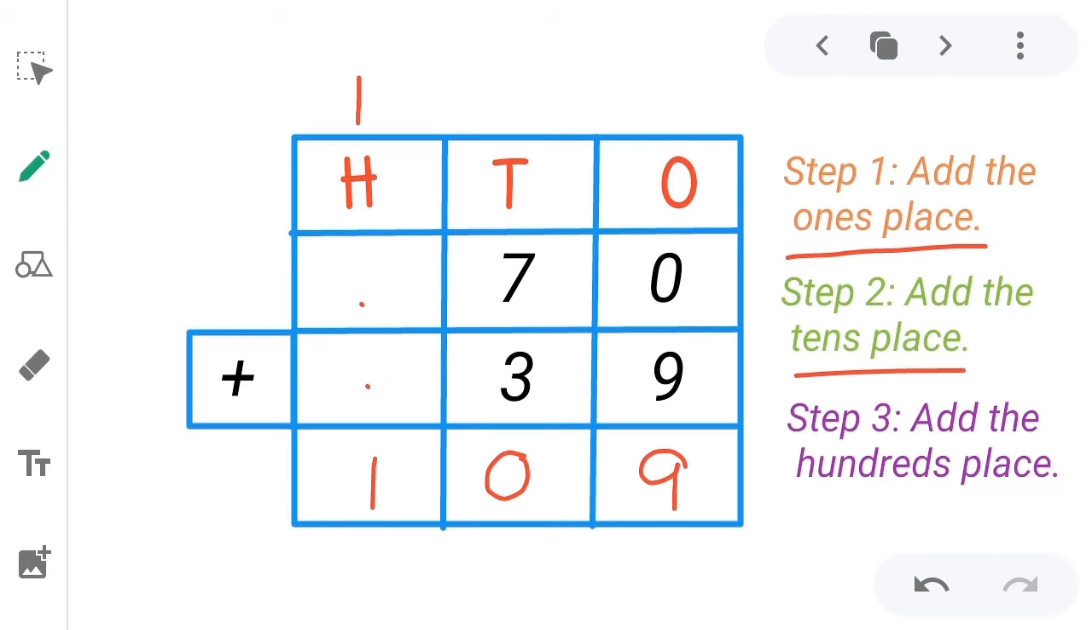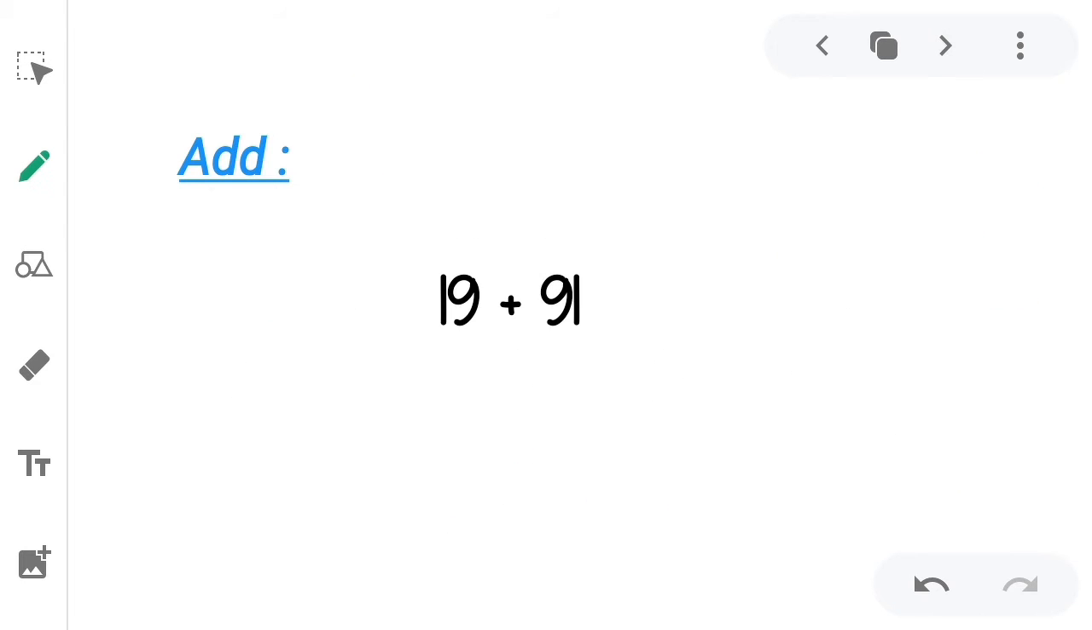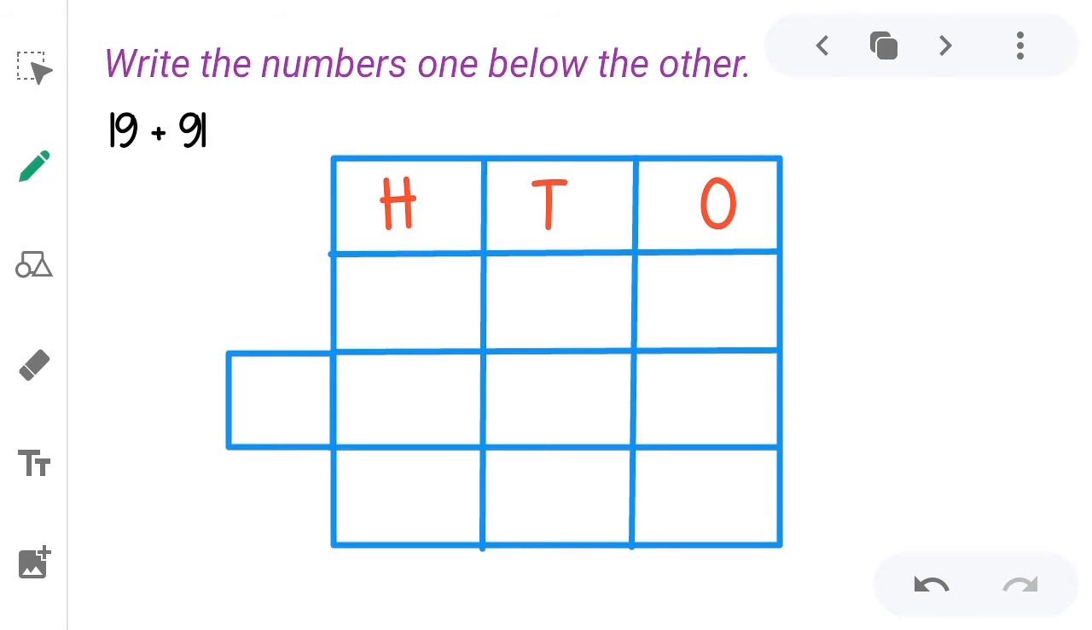Let us solve one more question related to this topic. So the next question here we have is 19 plus 91. So first thing, we will write the numbers one below the other. So the number 19 has 1 ten and 9 ones. The number 91 has 9 tens and 1 one. So we'll put a plus sign here.